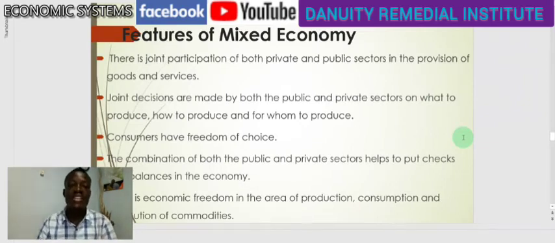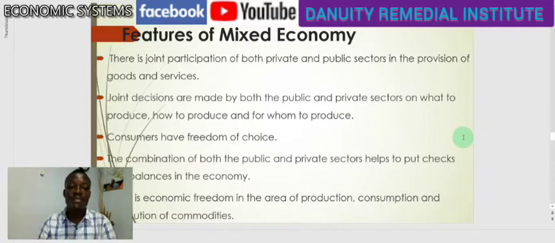At the end of the day, they are offering almost the same services to us. Then joint decisions are made by both public and private sectors on what to produce, how to produce, and for whom to produce. So where there is a decision on how production is supposed to be made, there is a joint decision made by both the private and then the public sector. They come together, they arrange, they make decisions together, and then they come up with the production process which is supposed to be used.